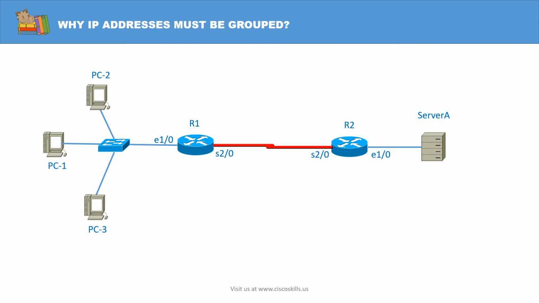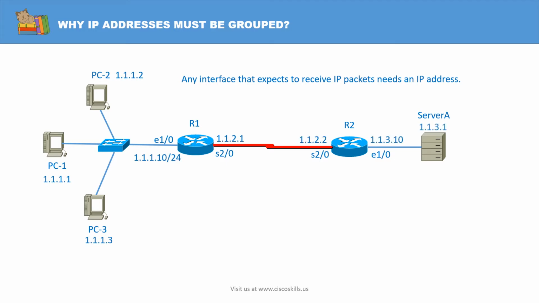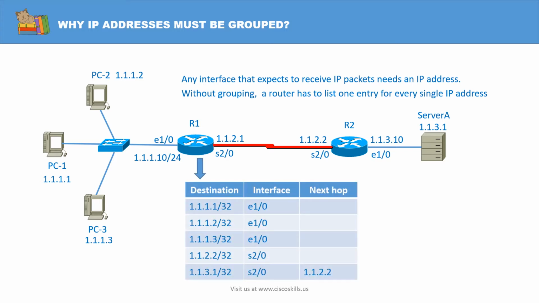Let's look into why IP addresses must be grouped. As you know, any interface that expects to receive IP packets needs an IP address. Without grouping, a router has to list one entry for every single IP address. Here is the routing table of router 1 without grouping IP addresses in this network. You can imagine the routing table grows rapidly for a bigger network, which makes the routing inefficient or even impossible.